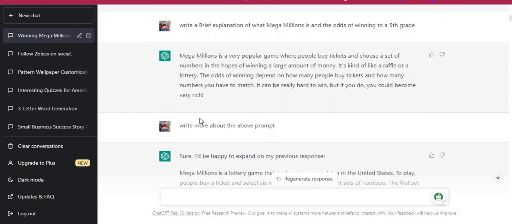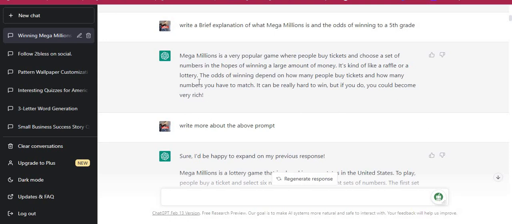So you can see what it generated for me. Mega Million is a very popular game where people buy tickets and choose a set of numbers in the hope of winning a large amount of money. It's kind of like a raffle or a lottery. The odds of winning depend on how many people buy the ticket and how many numbers you have to match. It can be really hard to win, but if you do, you could become very rich.